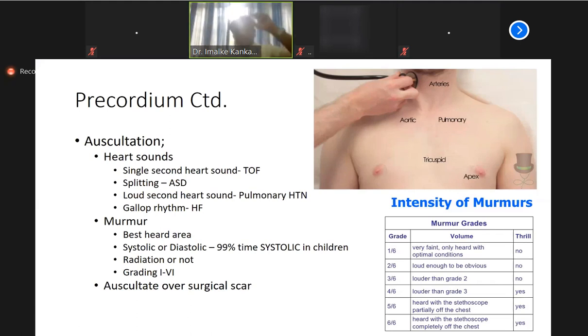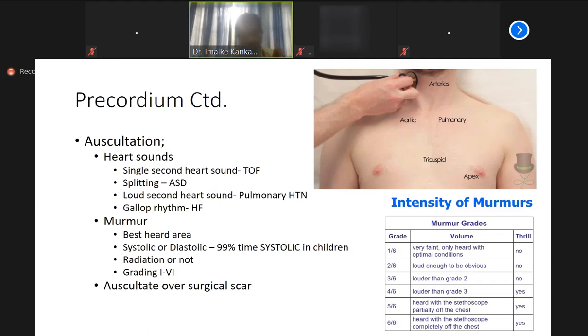But if you hear a murmur best heard on the apex and which is radiating to the axilla, that is MR. And if you hear a murmur best heard in the pulmonary area, which can be heard in the same intensity on the back, that is pulmonary stenosis. If you hear a murmur on the aortic area, which you can hear on the carotid area also, that is aortic stenosis, right?